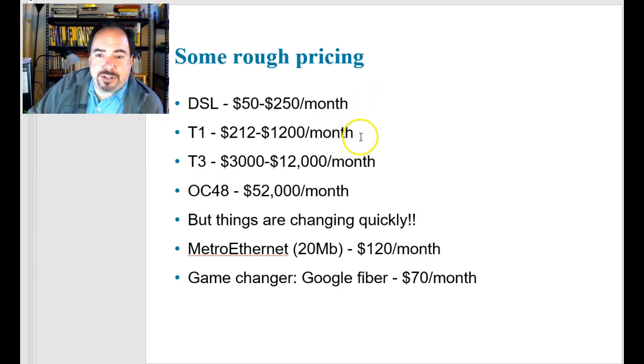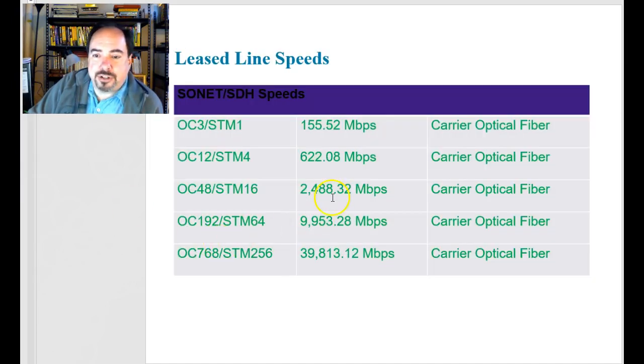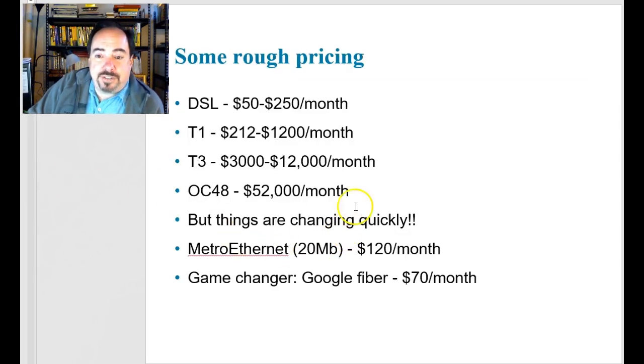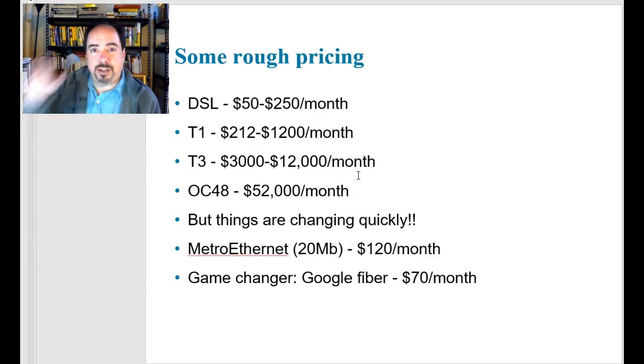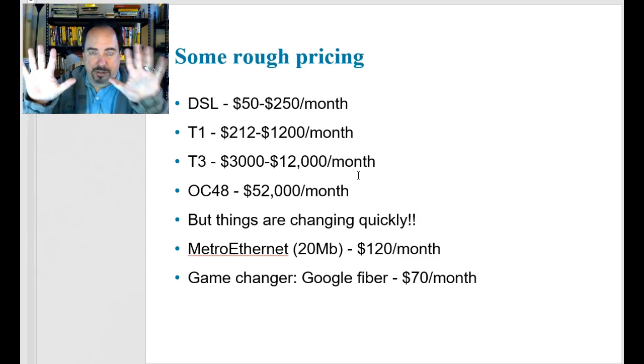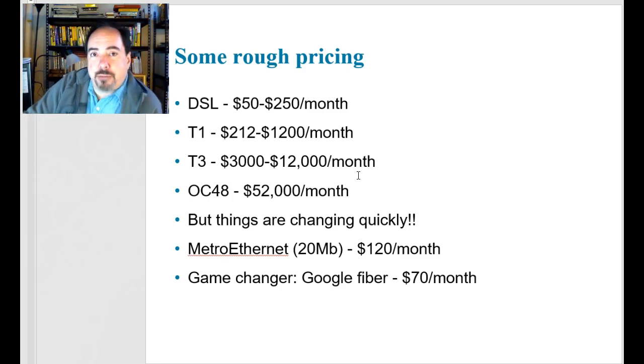A T1 line is going to be, we call it, $1,000 a month. T3, call it $3,000 a month or more, depending on where in the U.S. you are. But notice for an OC48, to get that 2 gigabits per second, $52,000 a month. That's a big number, right? So now you understand why, in addition to the private side, I showed you the public side using the internet, and that's the business case for why we're willing to put up with less security of the internet, because $52,000 a month is a lot.